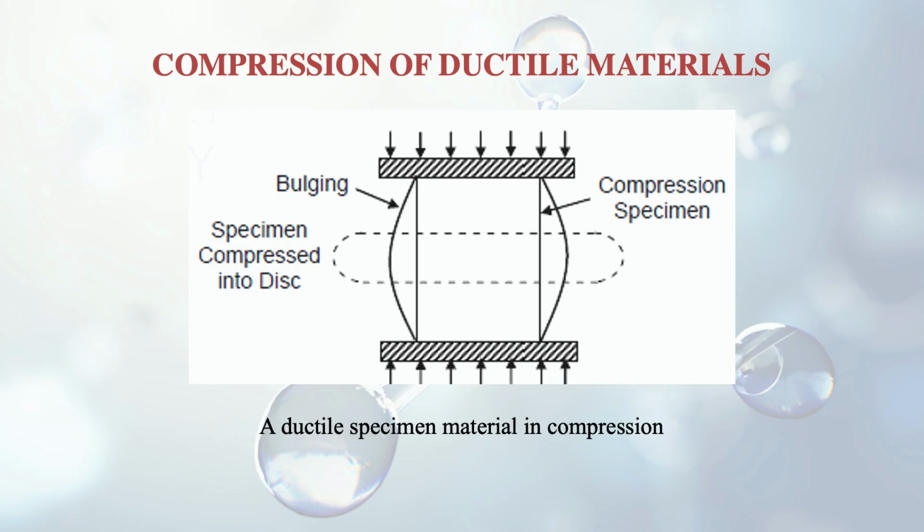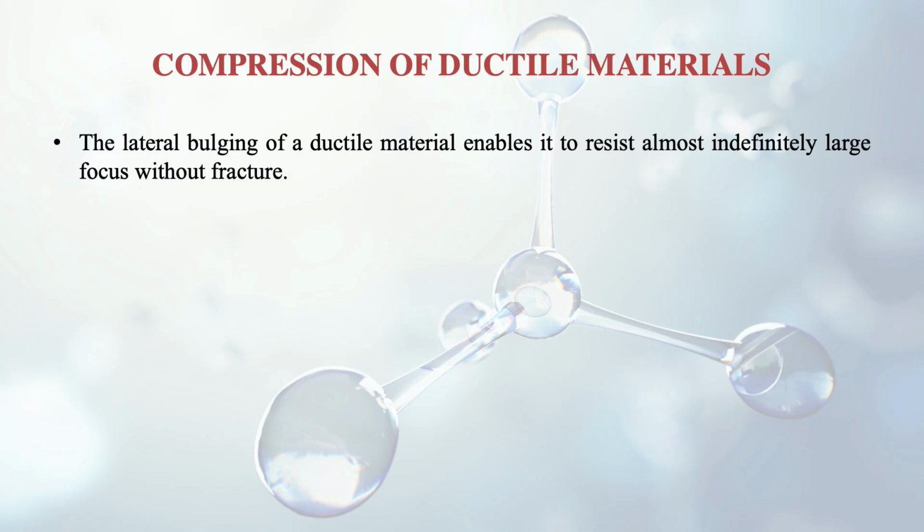Now you can see in this figure there is the dotted curve, and this dotted curve represents the disc. If we keep on applying this compressive load, the ductile material will keep on taking the load and will finally get converted into a disc, but it will not break. So the lateral bulging of a ductile material enables it to resist almost indefinitely large forces without fracture. That's why I told you earlier that lateral bulging will keep on happening in ductile material, and it will be able to resist without any fracture.